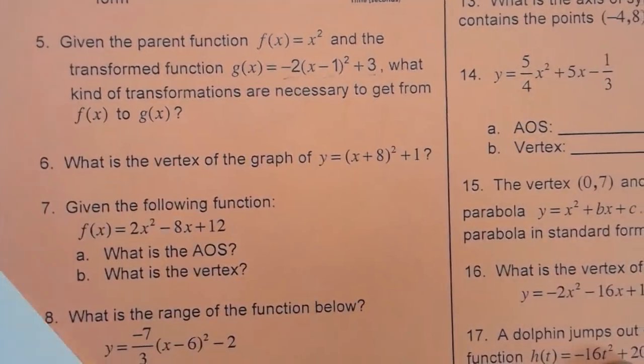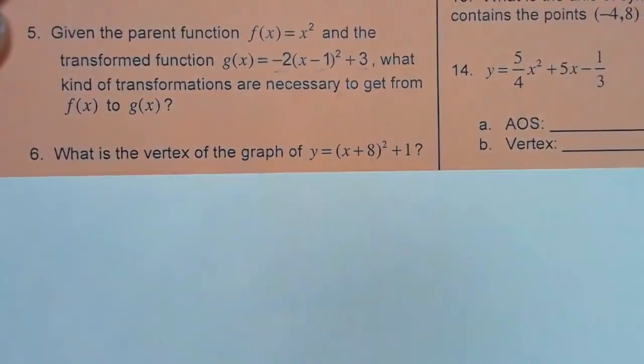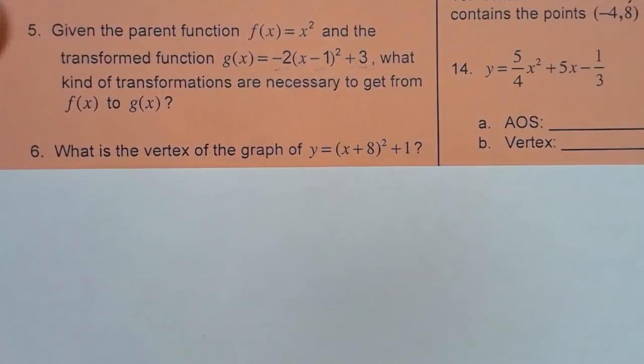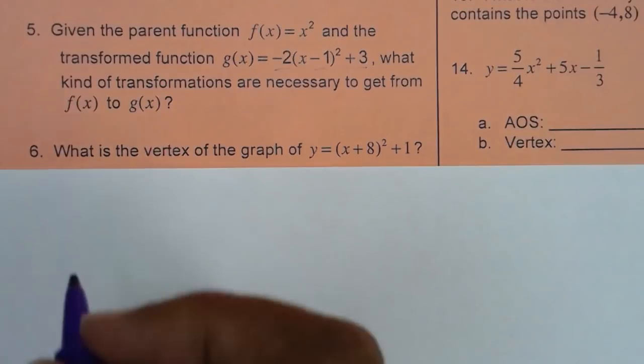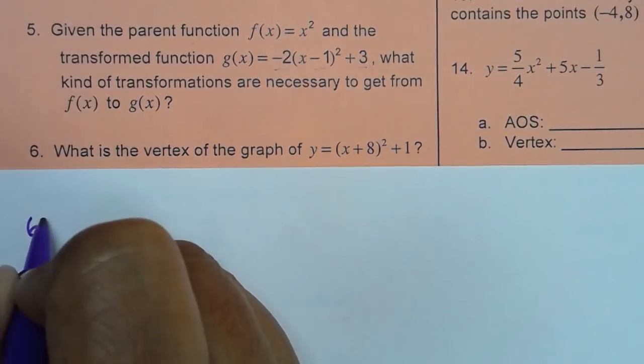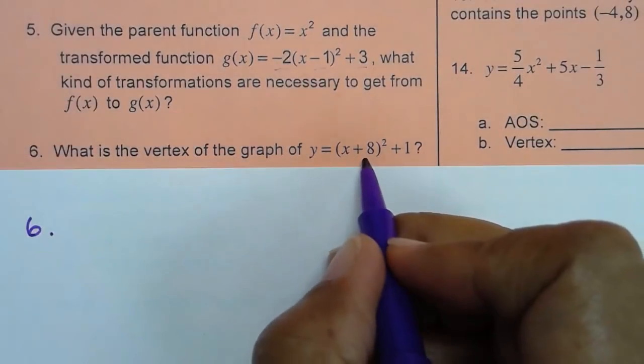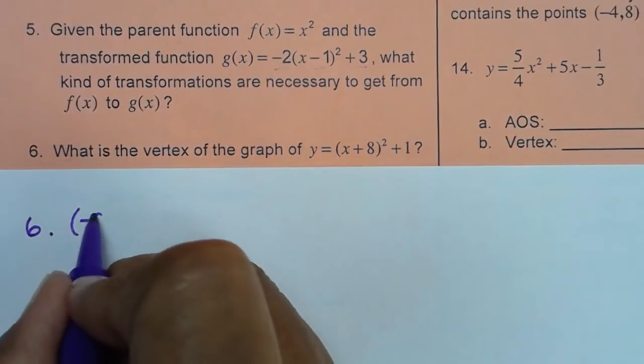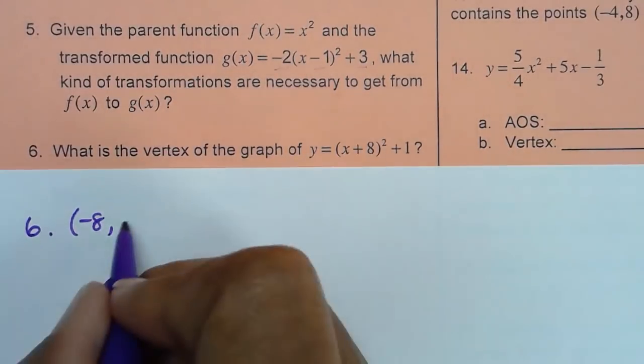All right, let's take a look at this next problem. So the next problem is asking, what is the vertex of this equation? So for number 6, remember that it's just opposite, same. So the opposite of positive 8 is negative 8, and then the same exact number, 1.